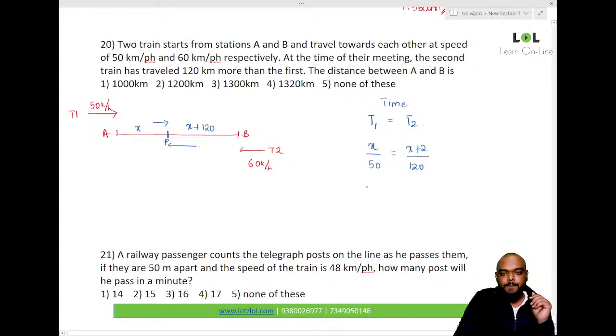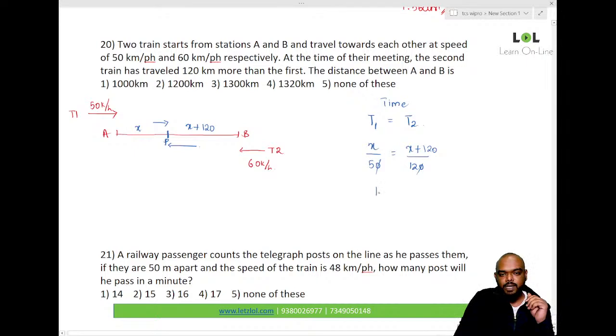So what do we get here? Let me directly remove 0, 0. We'll get 12x is equal to 5x plus 10. Okay. Did I do any mistake? This is x by 50. Perfect. X plus, not 2, it is x plus 120. I'm sorry. X plus 120. Okay, okay.